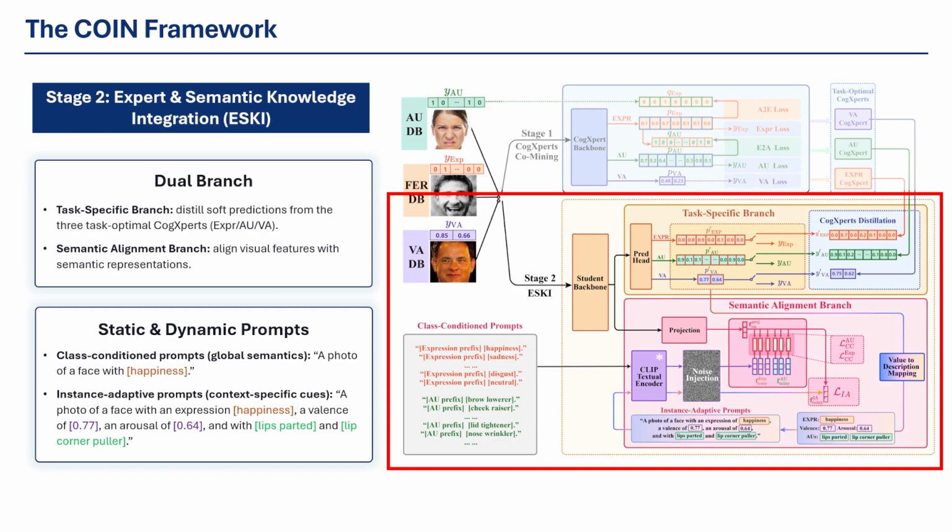In Stage 2, we introduce the expert and semantic knowledge integration architecture to solve task conflicts. It has a dual-branch design. The task-specific branch distills soft labels from the Stage 1 cog-experts. This stabilizes training using teacher knowledge.